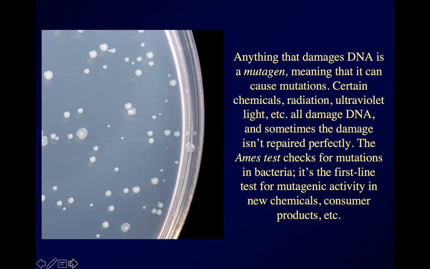What you're looking at here is a dish containing a jello-like substance called agar that's got nutrients in it. And each one of those spots is a colony of bacteria growing on the dish. Dishes like this are used in what we call the Ames test. If you have developed some new chemical and you want to put it in people's shampoo or something like that, the first test that you would do would be to expose bacteria to your chemical, grow them on plates like this, and look for particular types of mutation.